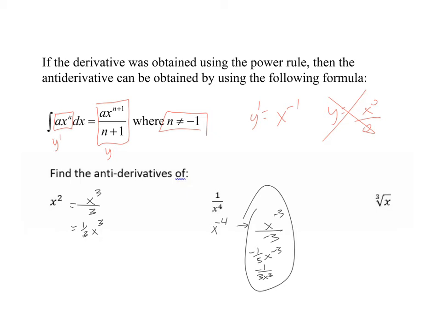Okay, the last one, same thing, change it to a fraction, so it'd be x to the 1/3. Now our antiderivative would be raise the power to 4/3 and divide by 4/3. Usually with fractions, it's better to write them as the reciprocal, so dividing by 4/3 is the same thing as multiplying by 3/4, and that would probably be the best answer, 3/4 x to the 4/3.